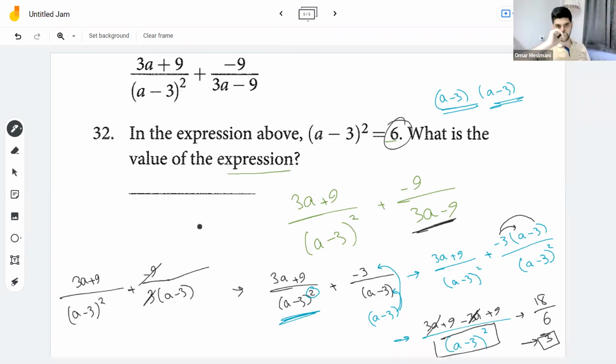How was it? Was it easy? One more time, what we did. First of all, I took a 3 as a common factor. When I took a 3 as a common factor, I cancelled the -9 with a 3. I have a -3 here. Then I tried to make the same denominator. I multiplied the a minus 3 up and down. And then I do have the same denominator right now. So I just add the numerators. I cancel the 3a with the minus 3a. I have an 18. And I just substitute the a minus 3 squared by its equivalent, which is 6. And there you are.